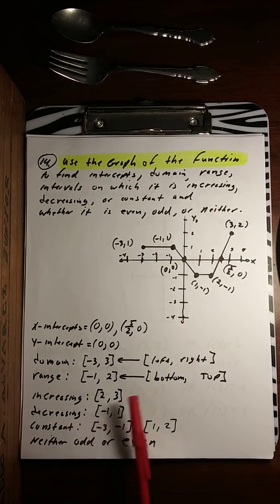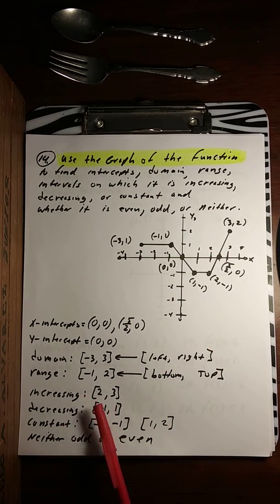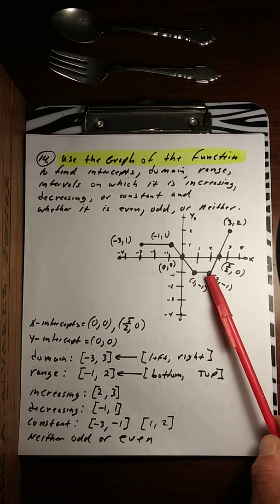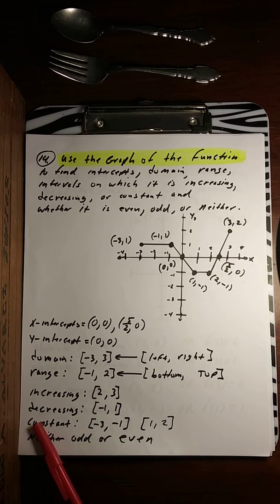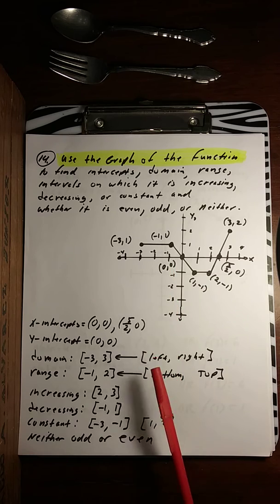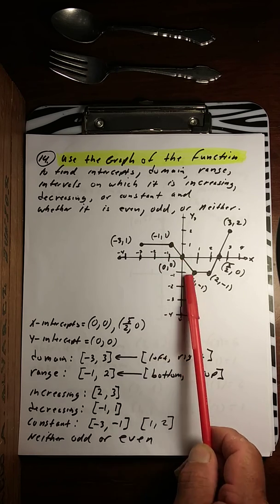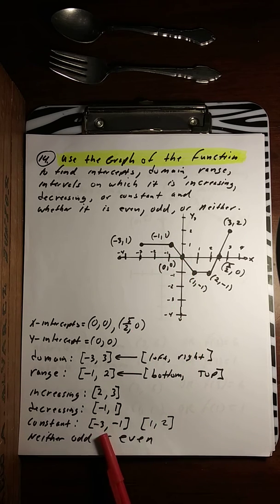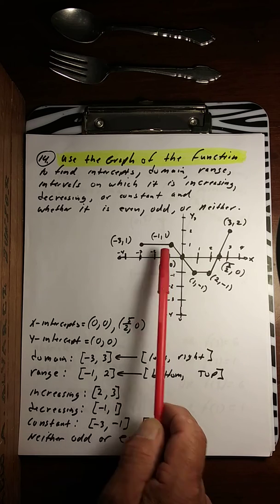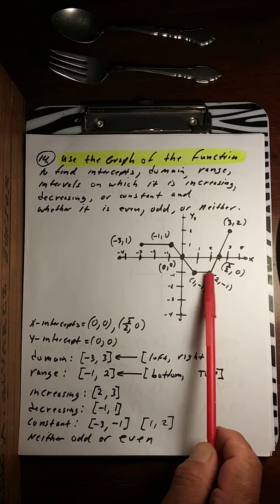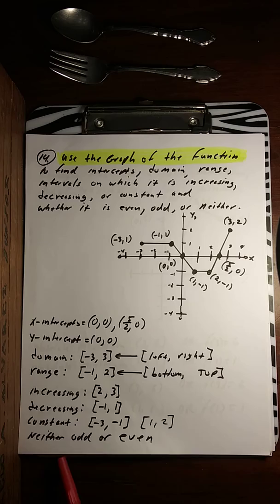Now, increasing from 2 to 3. From 2 to 3, it's going up. Decreasing from -1 to 1, it's decreasing. And constant from -3 to -1, it's constant right here. And from 1 to 2, it's constant right here. And neither even nor odd.